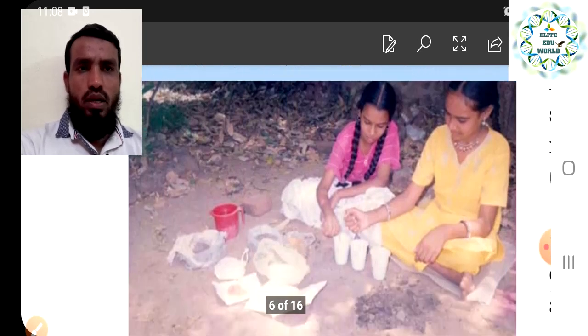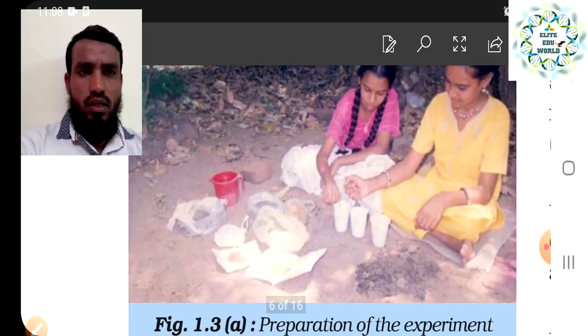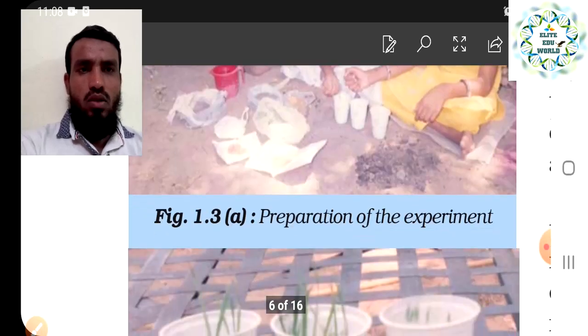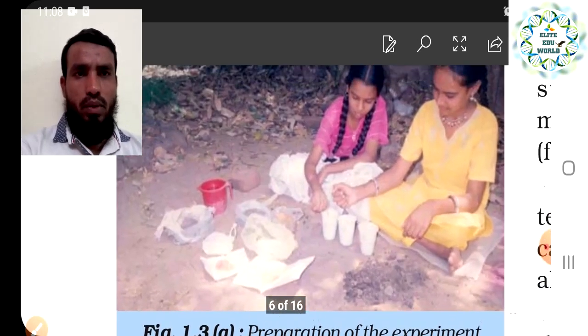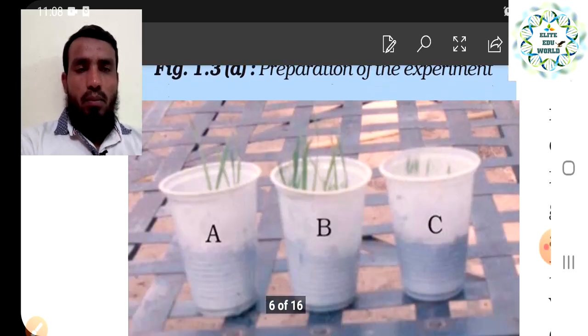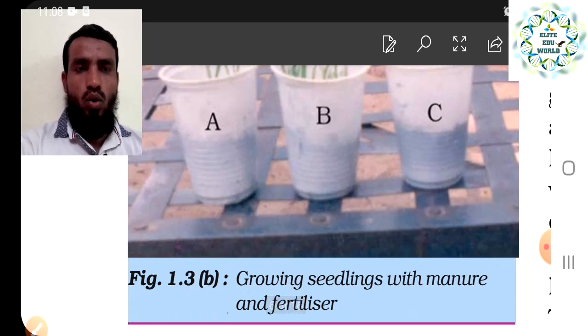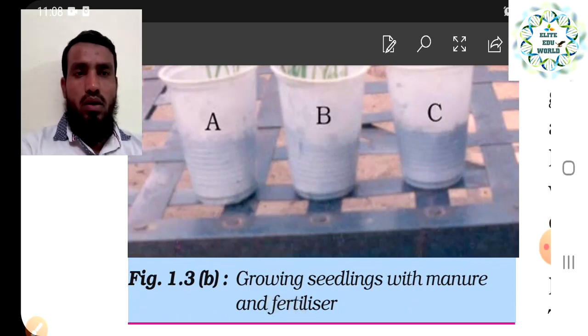The picture is already showing this. These kids are adding the soil and the seeds into the glasses. So this is the preparation of the experiment, how you can prepare the experiment. In 3 cups you have added soil and seeds, and you have to keep them for 7 to 8 days. Then the next image is the result, a growing seedling with manure and fertilizers.